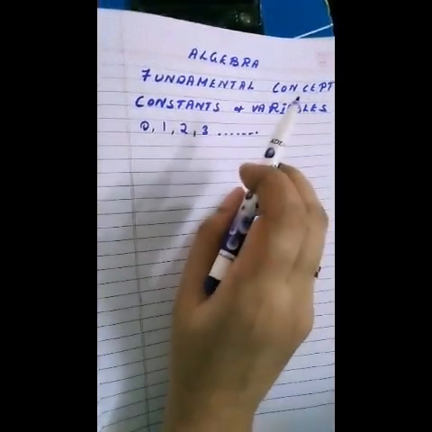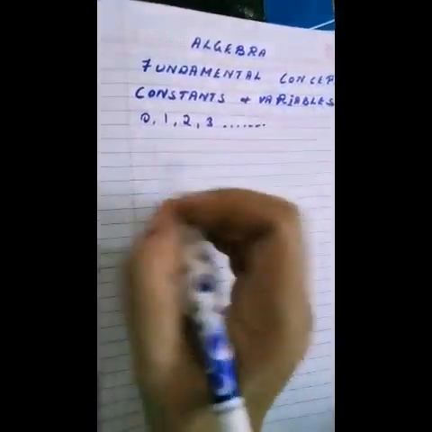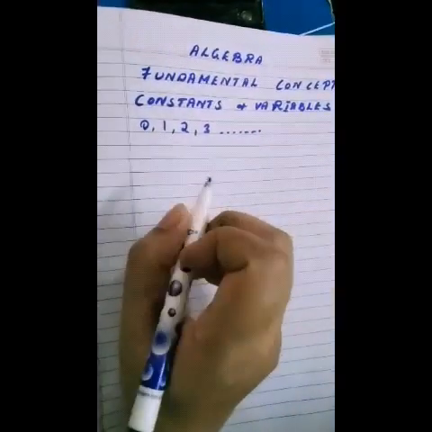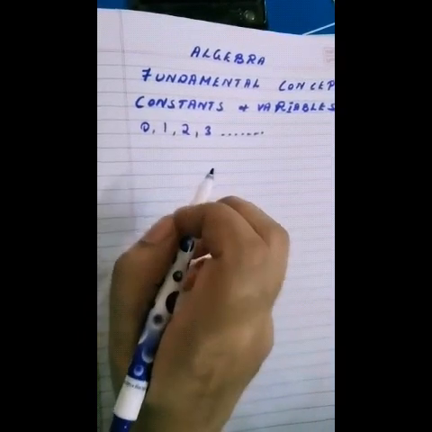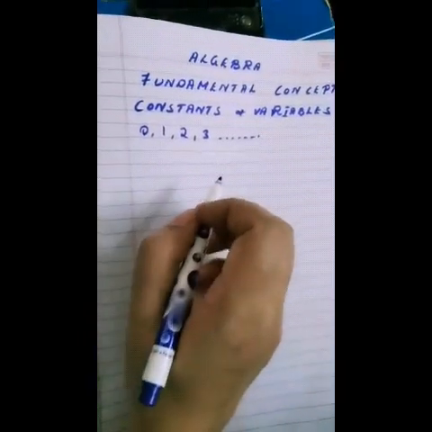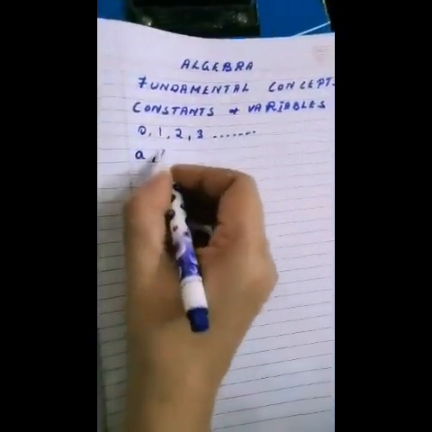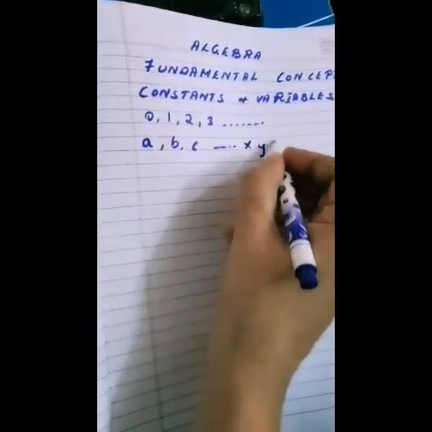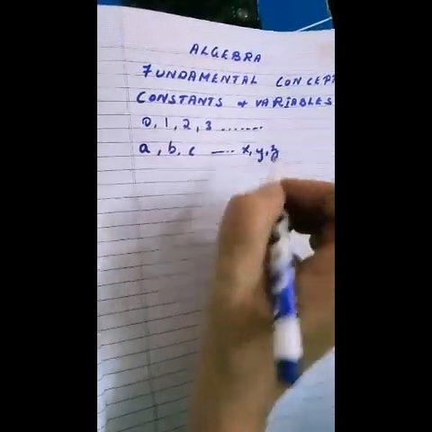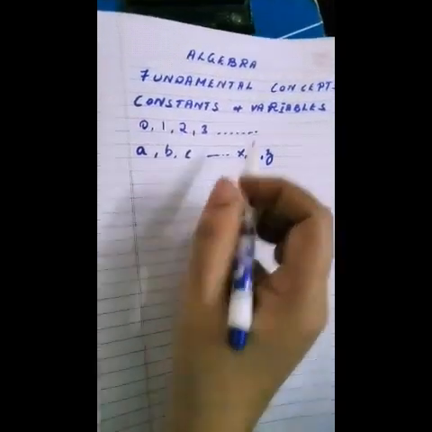Talking about the variables, in algebra we use letters of the English alphabet like A, B, C, D. These letters can be assigned any value according to the requirement. So the letters which are used in algebra are called variables, like A, B, C, say X, Y, Z. These are the constants and these are the variables.